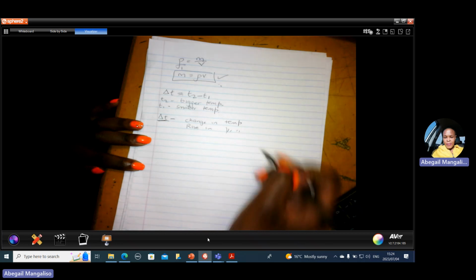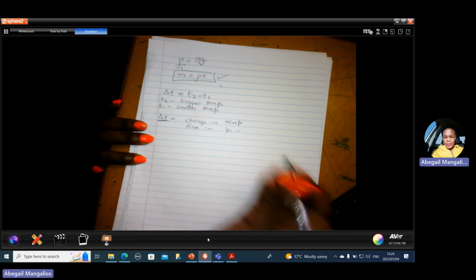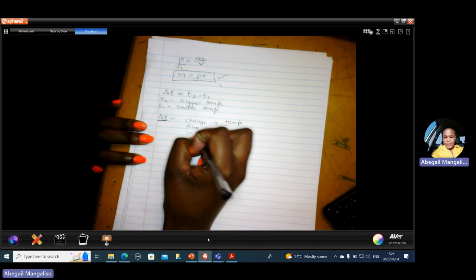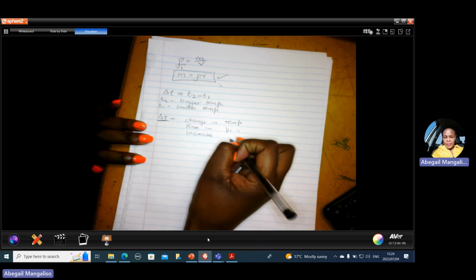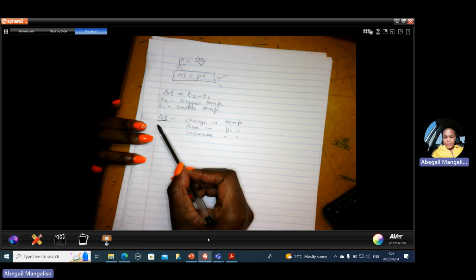If the temperature is increasing, when a question says a rise in temperature may not exceed 20 degrees Celsius, it means you are given delta T. It is not T1, not T2, but it's delta T. A question can also say increase in temperature. Increase in temperature is the same as delta T.